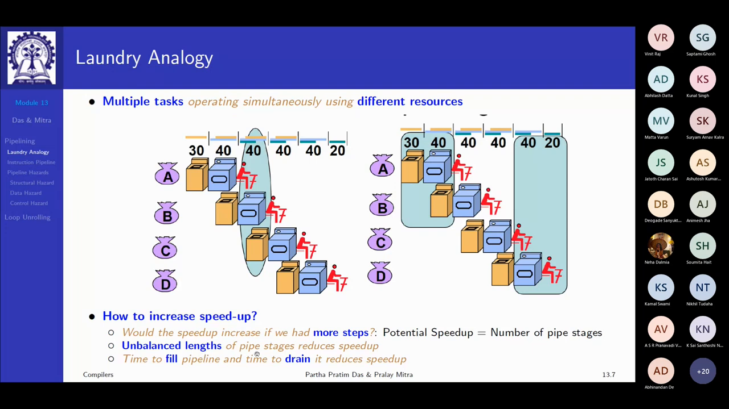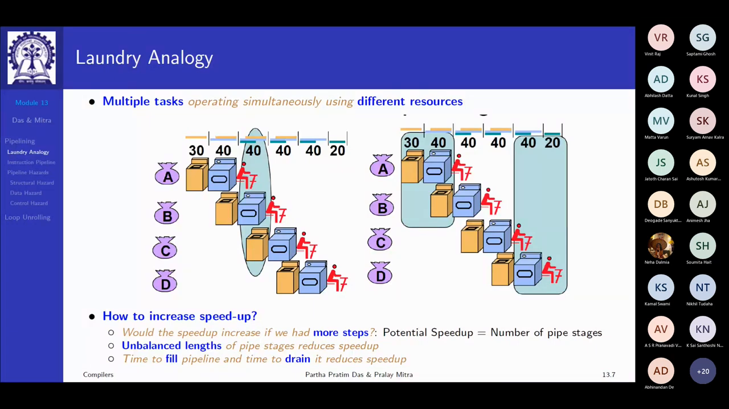So if these pipe stage lengths are unbalanced, like in this case, then naturally it reduces the speed up. For example, here, it will really not matter to the throughput that much if either the washing machine or the folding machine took more time than it is taking, as long as it does not exceed the time for the drying machine, which is 40 minutes, right? So it is good to have balanced length for doing any pipeline design.